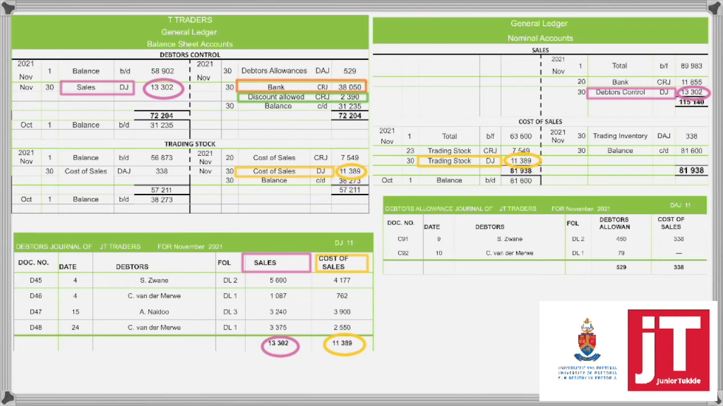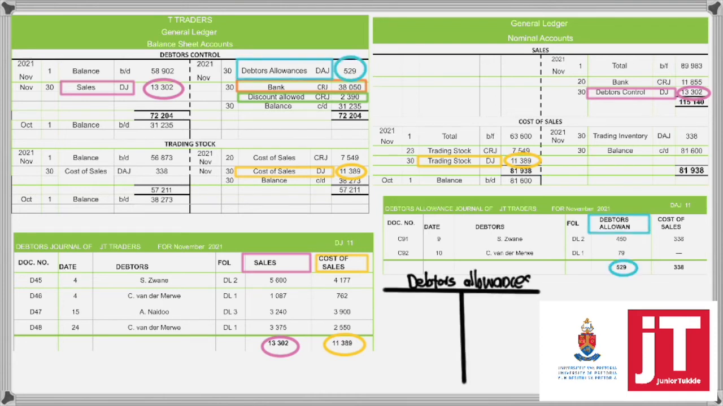Then the cost of sales, the yellow transaction: the debit entry is in the cost of sales account, and the credit entry is in the trading stock account as debtors control. And they balance out. This is a sales transaction. That is why the trading stock decreases, because we sold stock and we have to record the cost of the sale because there was a sale implied.